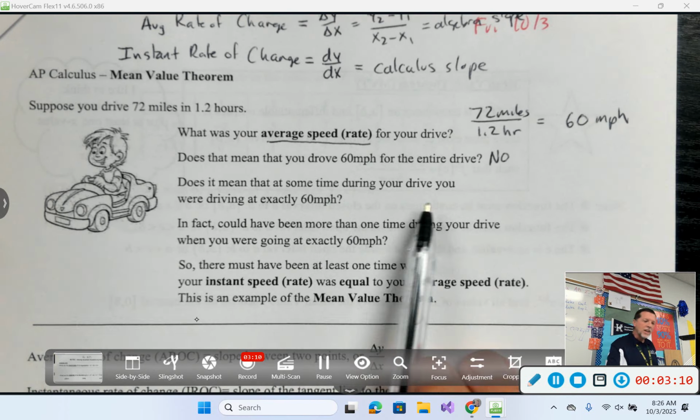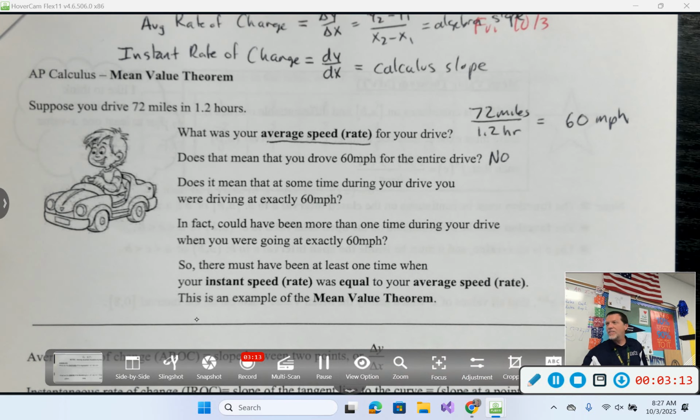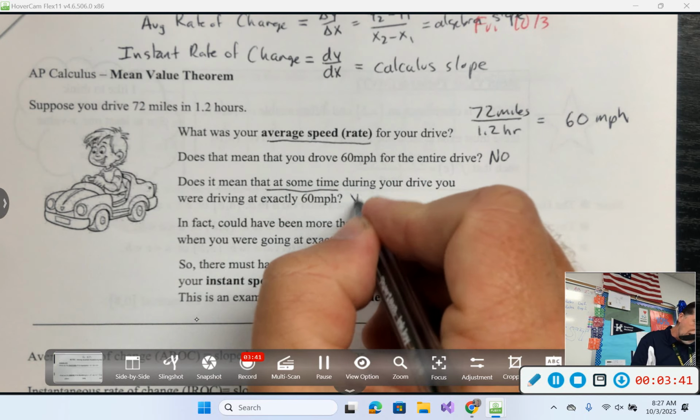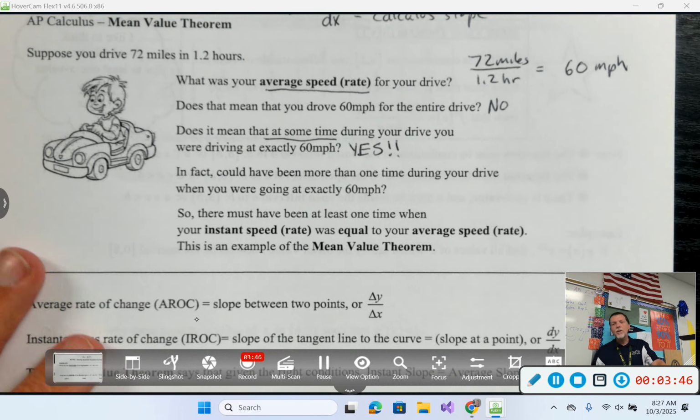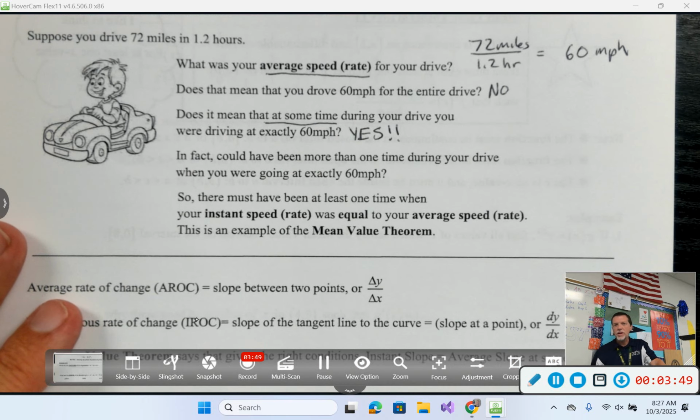So if you're thinking no, you're right. You go 61 half the time, 59 half the time. Your average is 60. Good. But why doesn't that work? Yeah, at some point, because you can't jump from 59 to 61, right? I mean, it's pretty quick, and you get there pretty quick, but at some point you would have gone through 60 miles an hour. So the answer is, at some time, yes. Maybe a lot of times, maybe just for a brief moment, but yes, at some point you had to have been going 60 miles an hour.